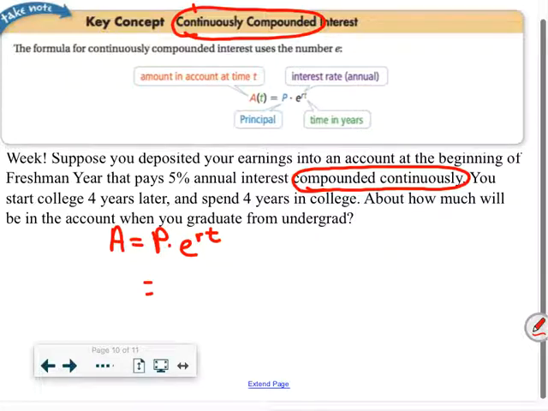Do you see on your paper, doesn't it say 5,000? So I have $5,000. I do R is 0.05, and it's not 4 years. You do 4 years of high school, 4 years of college, so that's 8. So take out a calculator. And let's make sure you know where the E button is.